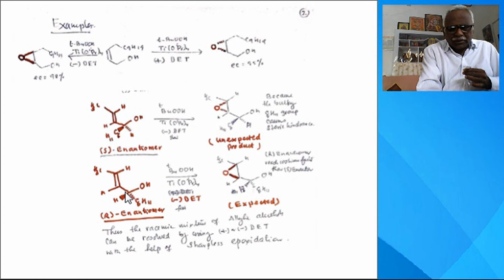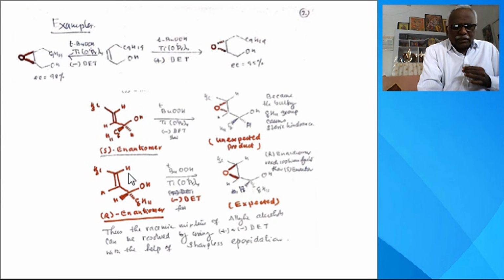If you use the R enantiomer, the bulky group is below the plane, and we are using minus DET. Therefore oxygen will enter from above the plane of the double bond. The expected compound is formed very fast. So the R isomer reacts 100 times faster than the S enantiomer. Even if the other compound is formed, its amount will be very small.